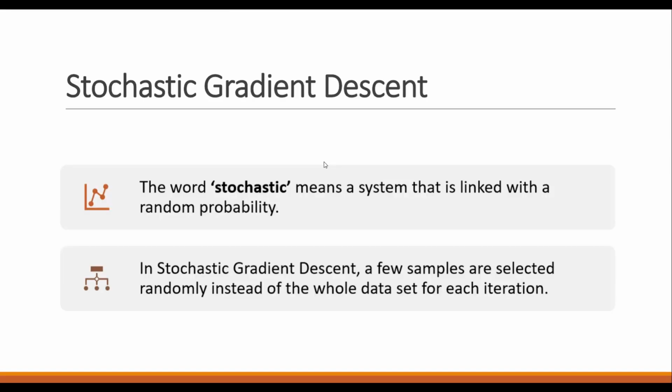Now we will discuss stochastic gradient descent. Basically the word stochastic means a system that is linked with random probability. Hence in stochastic gradient descent, a few samples are selected randomly instead of the whole data set. And also in gradient descent there is a term called batch, which defines the total number of samples from a data set that is used for calculating the gradient for each iteration.